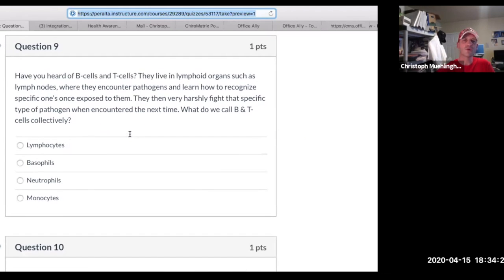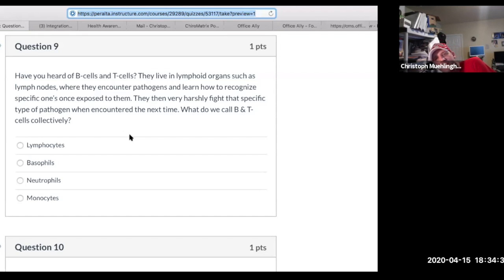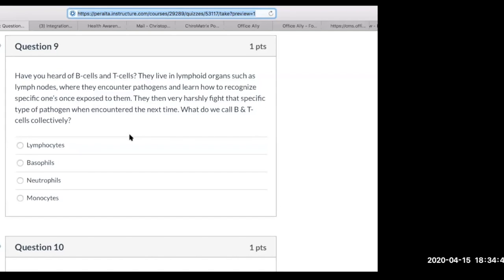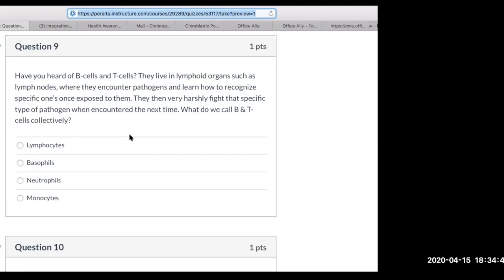Let's go to question number 1. Have you heard of B and T cells? They live in lymphoid organs such as the lymph nodes, where they encounter pathogens and learn how to recognize specific ones exposed to them. They then very harshly fight that specific type of pathogen when encountered the next time. What do we call B and T cells collectively? Name first. Lymphocytes.